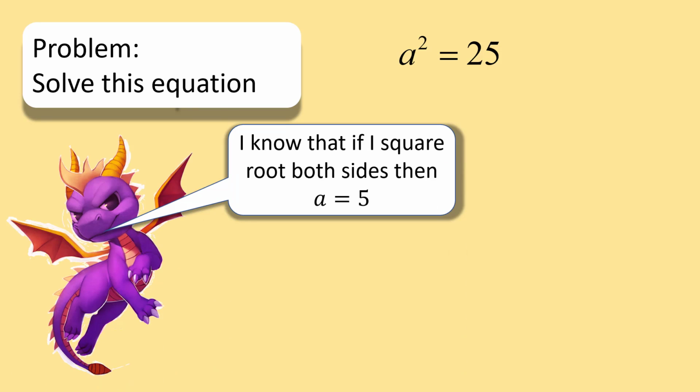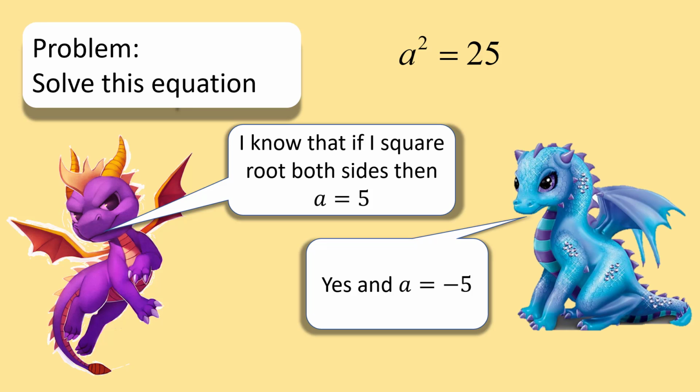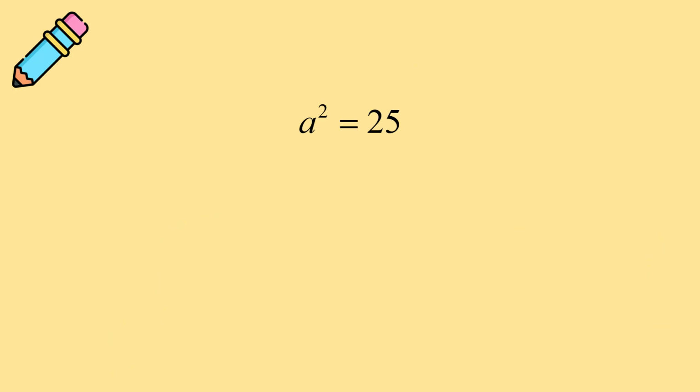Let's solve this problem. So, yes, I agree. I know that if I square root both sides, then a must be 5, or a can be negative 5. Well done, you two. Write this example down. a squared is 25. So if we square root both sides, then a can be positive 5 or negative 5.